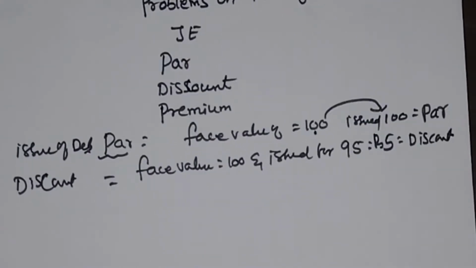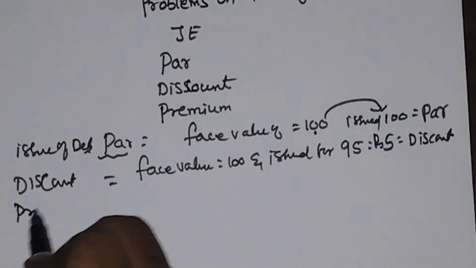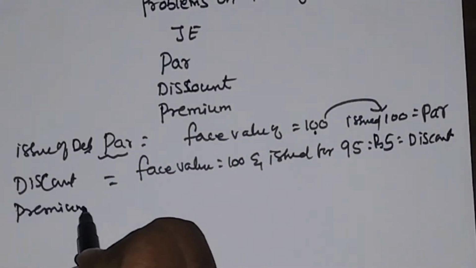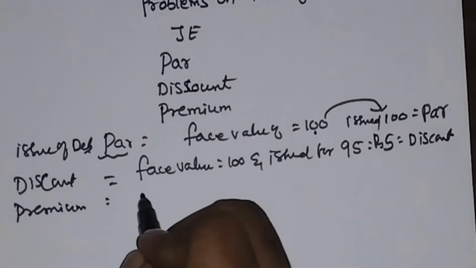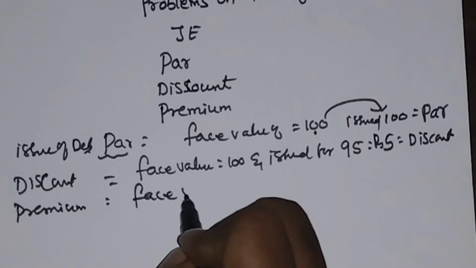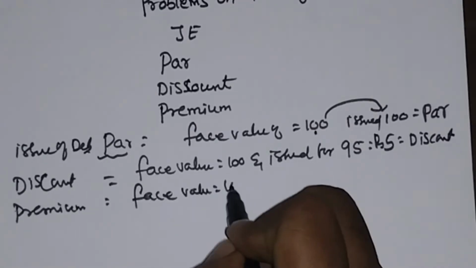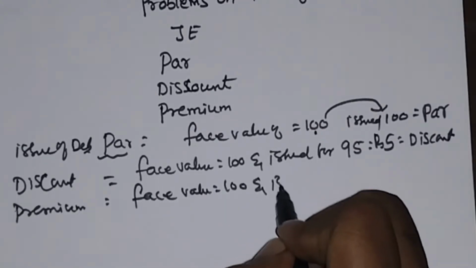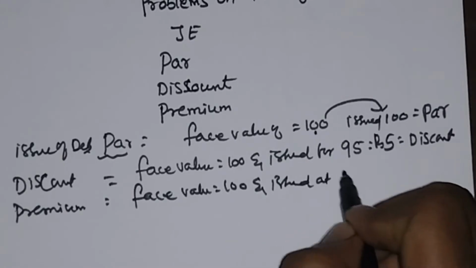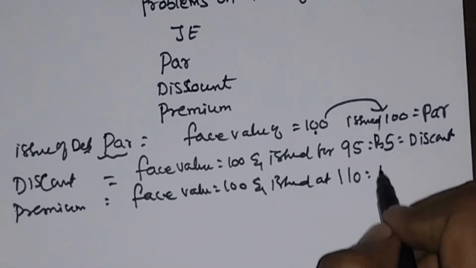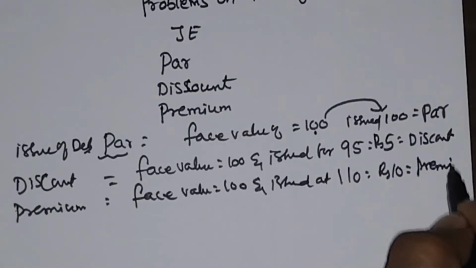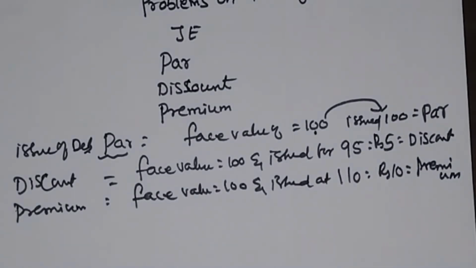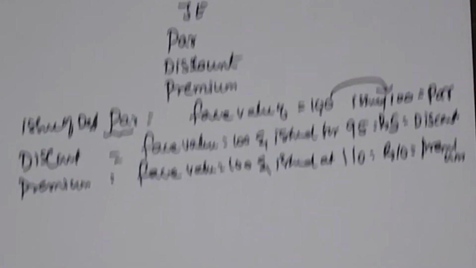And at last, the third one is premium. When the debentures are issued for more than their face value, for example, face value 100 and issued at 110, rupees 10 is extra collected from the public. That is called premium. We need to pass the journal entry for this.